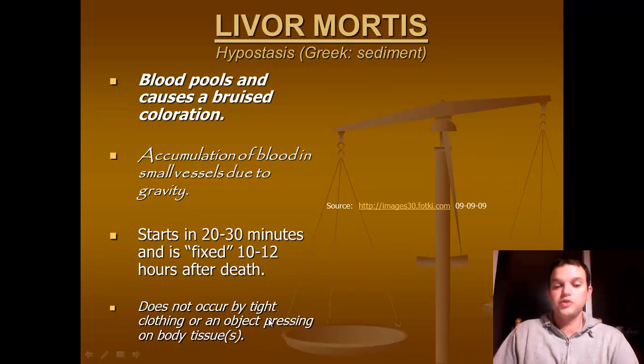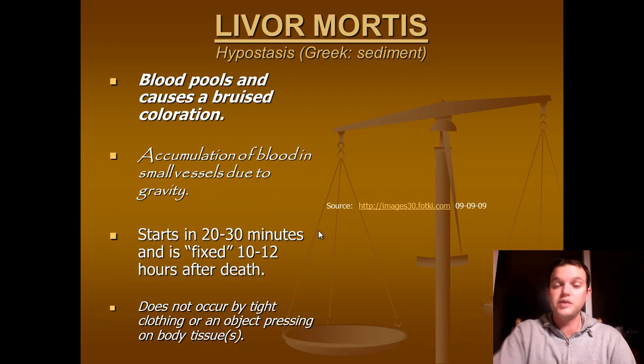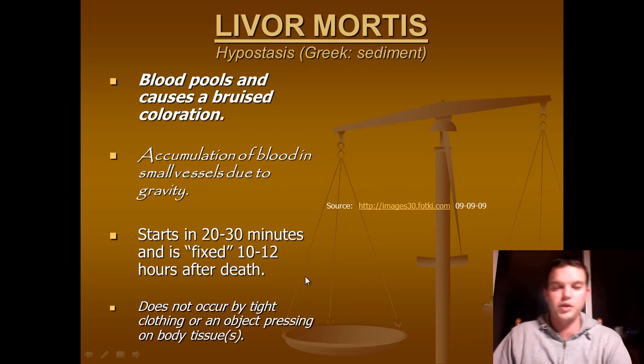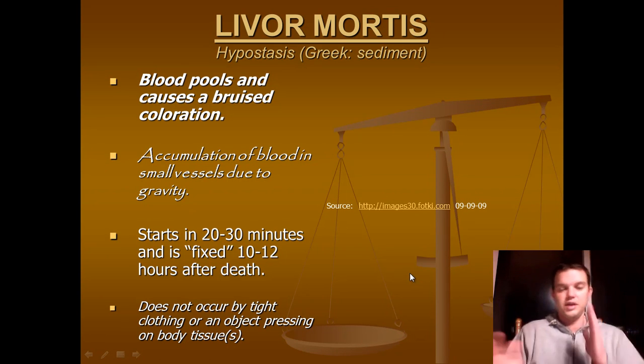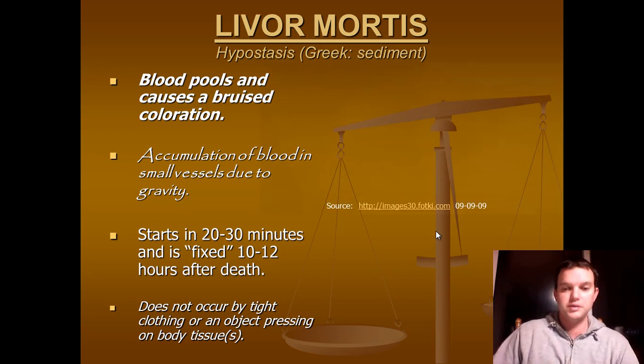It's not going to occur in areas where there's tight clothing or objects pressing on the body tissue. Similar to a tourniquet, the pressure makes the blood flow away from where it is, so the blood's not going to accumulate in areas where the skin and the blood vessels inside of it are being compressed together, like with tight clothing or if something's pushing against it. So if the person fell and is leaning up against a chair, you're not going to see the livor mortis accumulating in the part that's touching the chair. It's going to spread out around it.